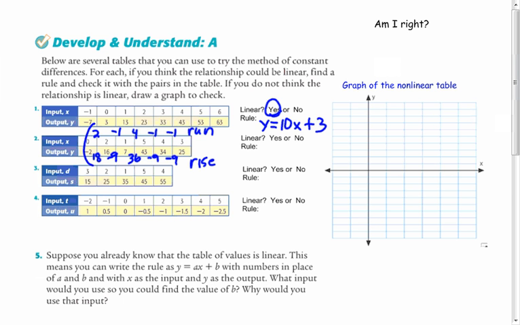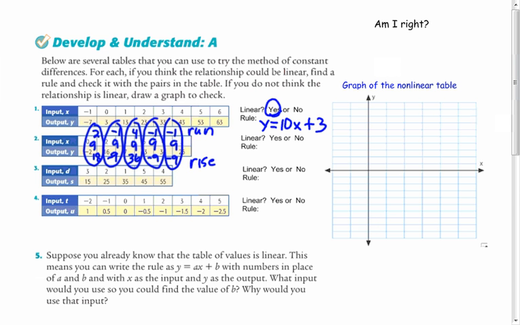So if I divide these two numbers, 18 divided by 2, I get 9. If I divide these two numbers, negative 9 divided by negative 1, I get 9. 36 divided by 4 is 9. Negative 9 divided by negative 1 is positive 9. And I do get 9 for every ratio of the difference between the outputs and the difference between the inputs.